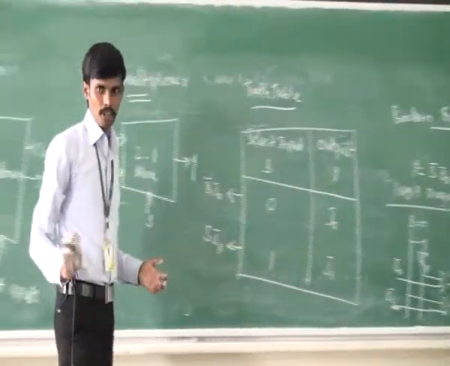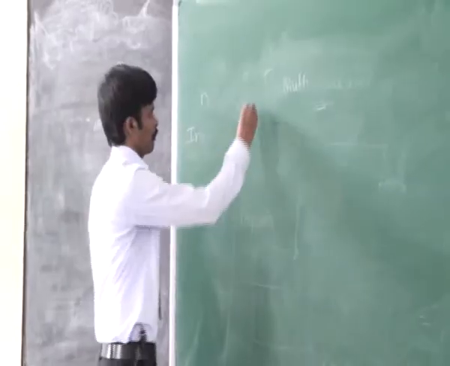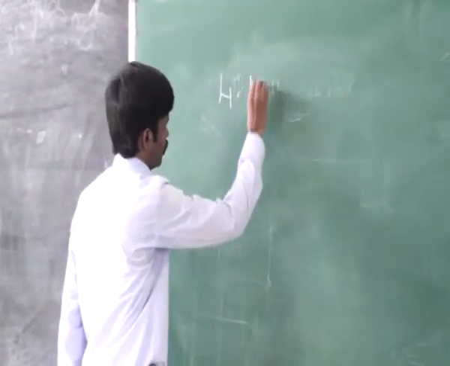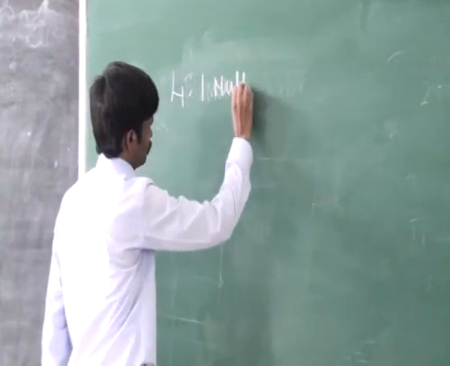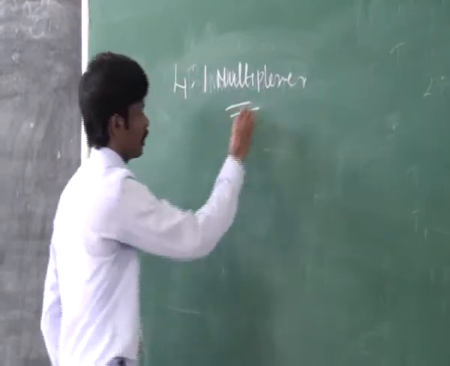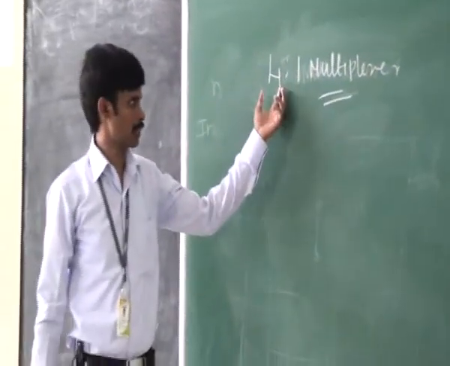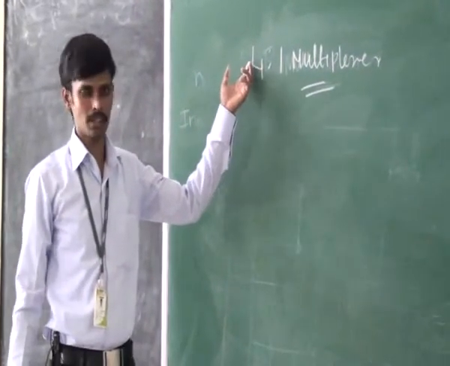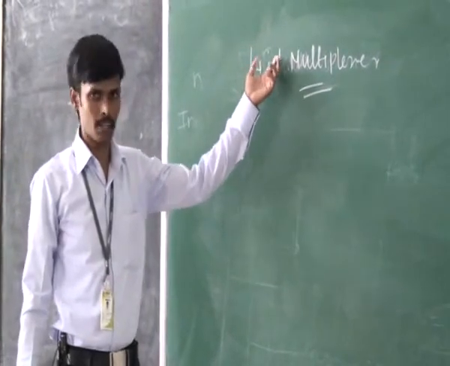Next, let us see 4x1 multiplexer. Next one, 4:1 multiplexer. What is meant by 4:1 multiplexer? It has 4 inputs, 2 selection lines and 1 output.